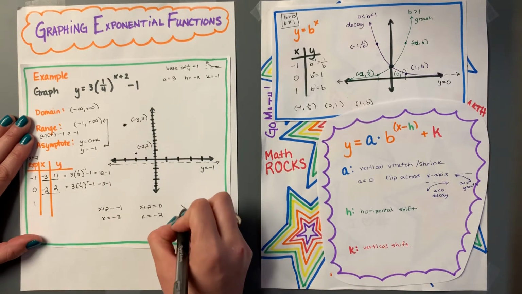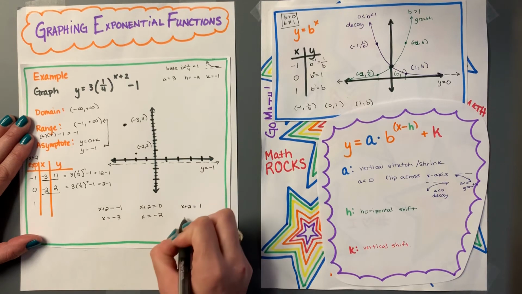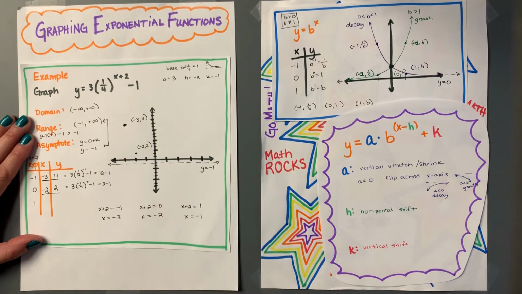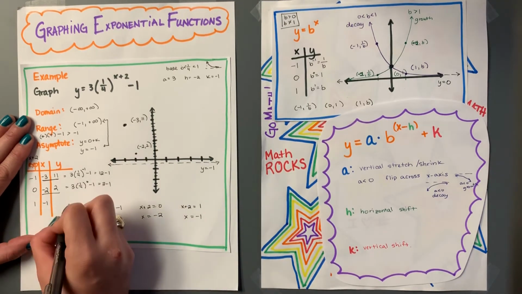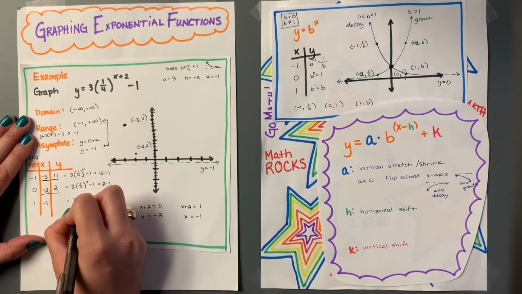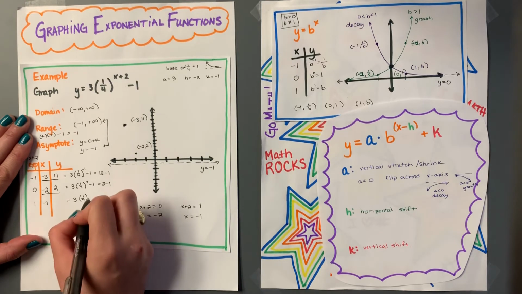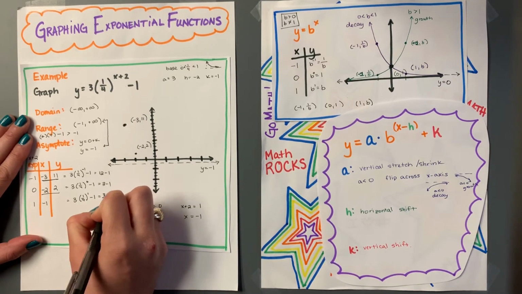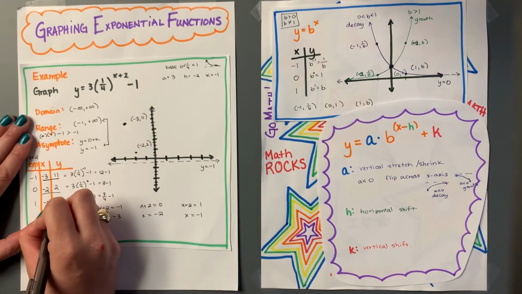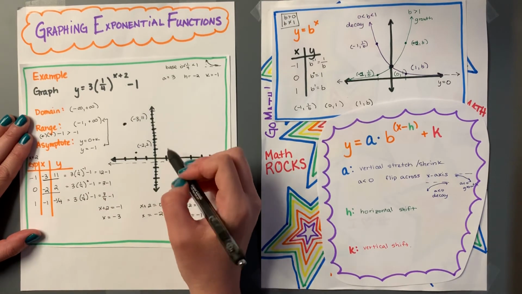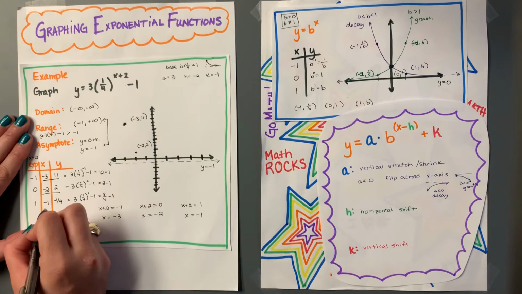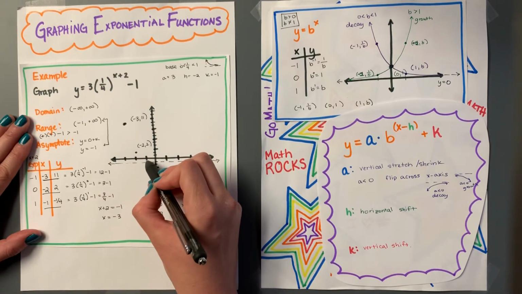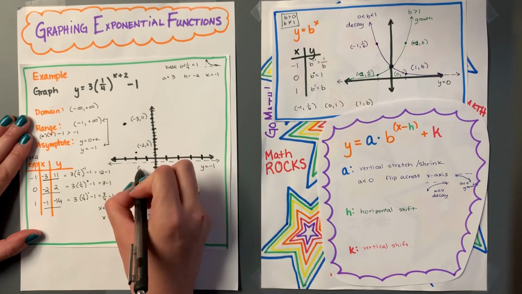And if I want x plus 2 to be equal to 1, I should plug in -1 for x, giving me 3 times 1/4 raised to the +1, minus 1. This is 3/4 minus 1, or -1/4. So I have the point -1, -1/4.